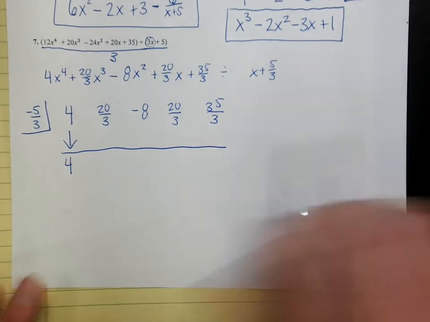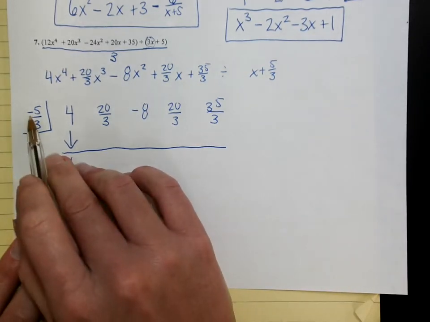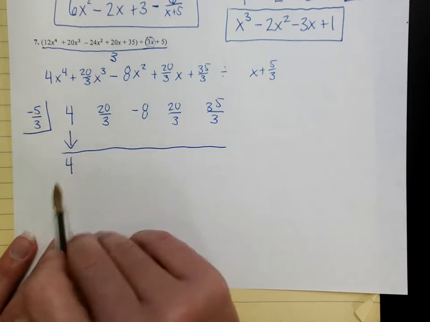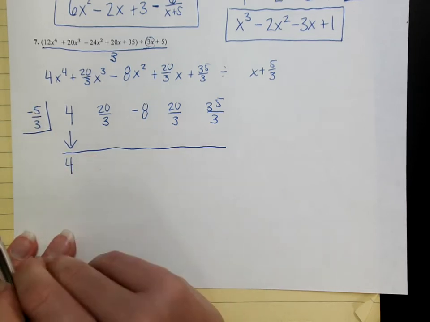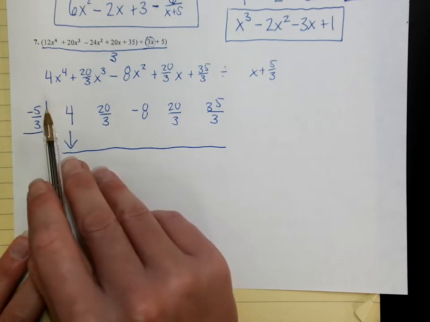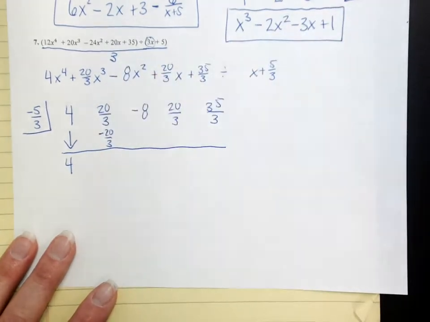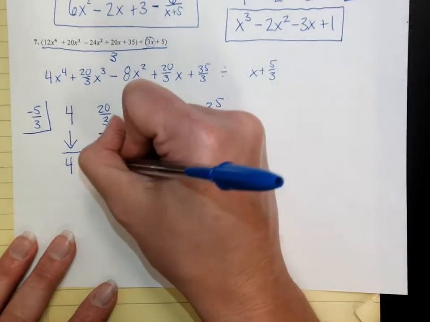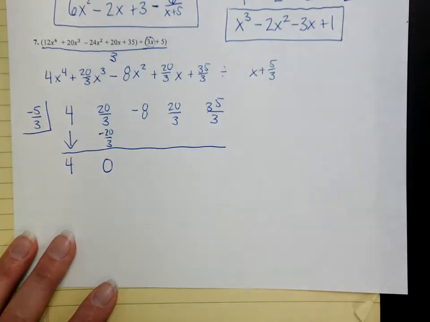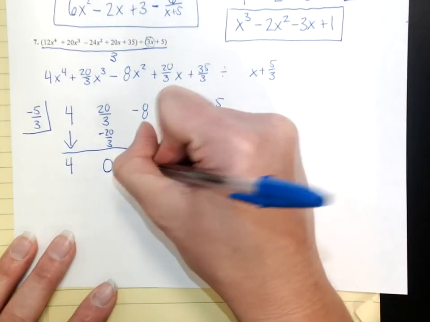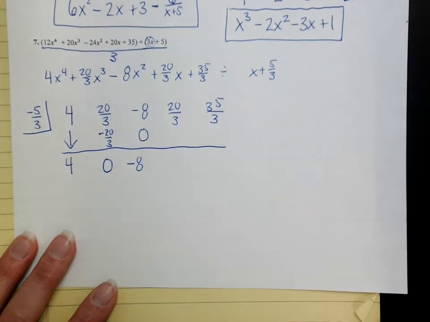For example, when I do 4 times a negative 5/3, remember when you multiply fractions, you multiply the top numbers together and the bottom numbers together. Well, there is no bottom number here. So that's just going to be 4 times negative 5, which is negative 20 over 3. Well, 20 over 3 minus 20 over 3 is a 0. When you do 0 times negative 5/3, that's a 0. That's a negative 8.